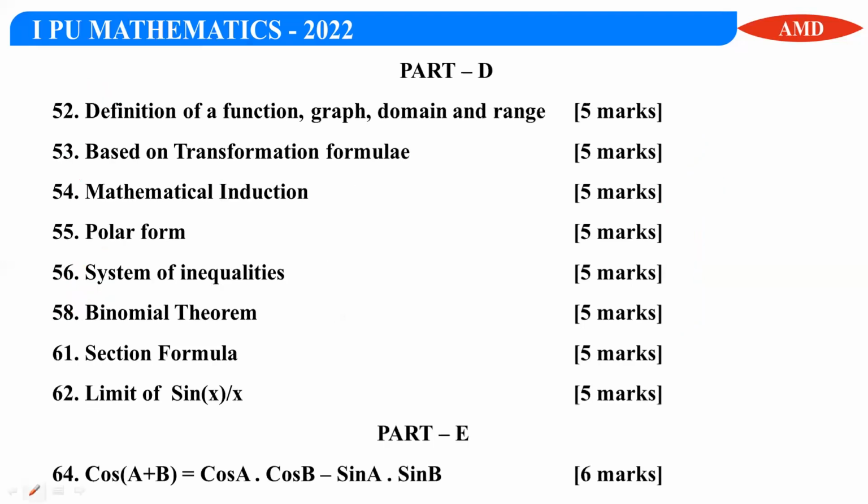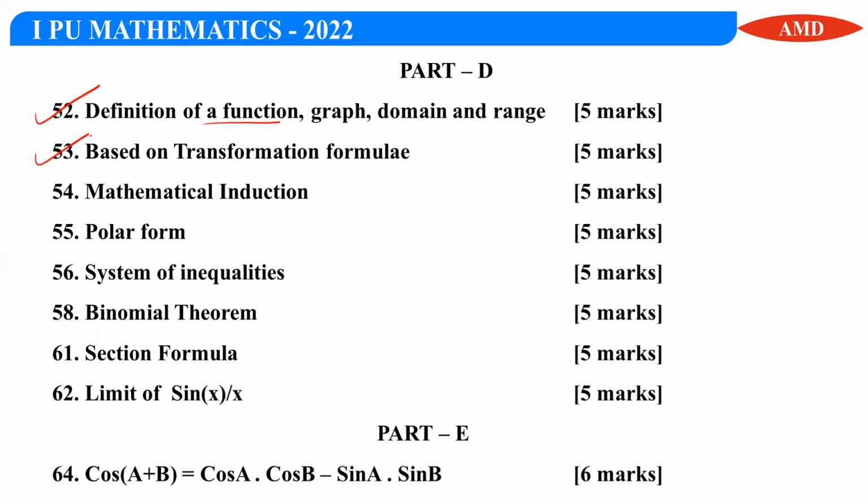And in part D, I have listed here about 8 questions, but you are actually supposed to write 6 questions. You could choose any 6 questions here. All these questions are almost short questions. The first one is the 52nd question. It will be from functions, where you will have to define a function, then draw the graph of it, then find the domain and the range. Here you will have to learn about 4 questions, which I'll tell you later, out of which one will come.